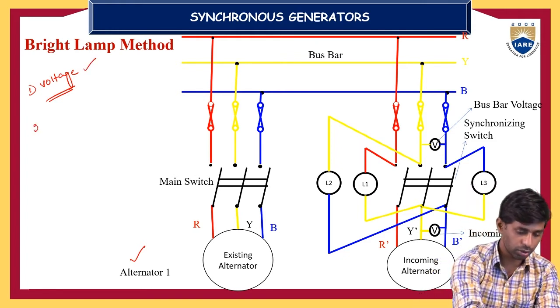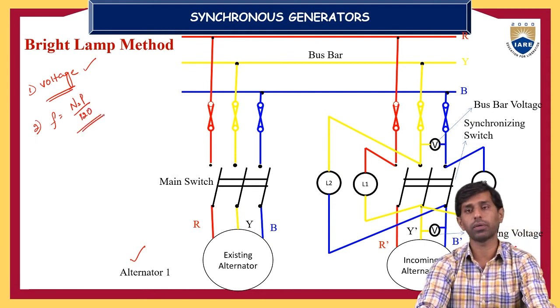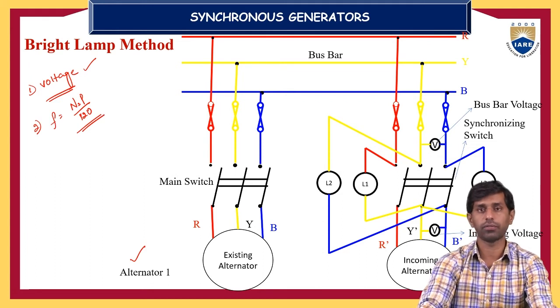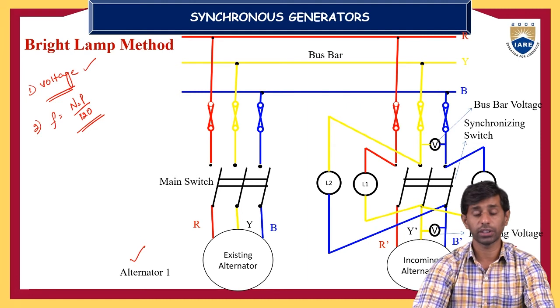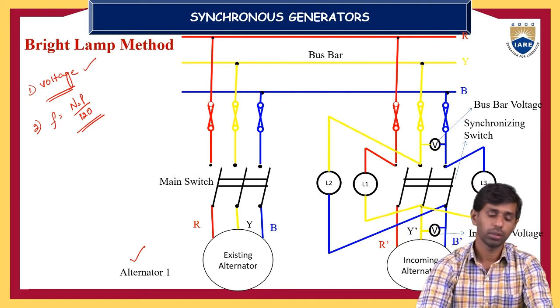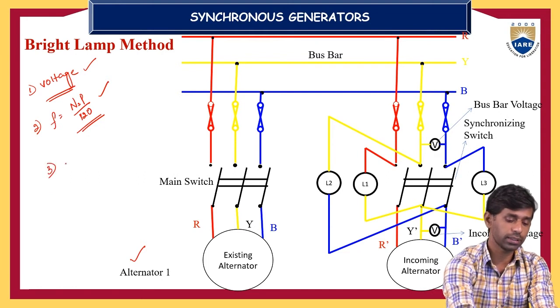The second condition, you have to check the frequency, F equal to NP by 120. The frequency of the incoming alternator output voltage must be equal to the frequency of the bus bar. You can calculate that, or with the help of a frequency meter, you can check whether the frequencies of both the systems are equal or not. Then this will be done. After that, the third one is the phase sequence.